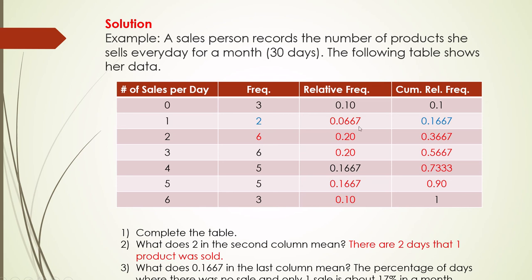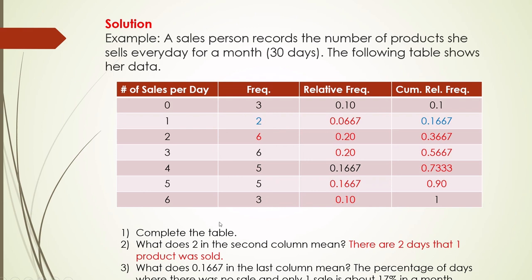In order to calculate relative frequencies, we divide the frequency by the sample size. For instance, for this number, I divided 2 by 30. For this number, for 20%, I divided 6 by 30. And to calculate cumulative relative frequencies, I keep adding the relative frequencies. For instance, to find this number, I added 0.1667 with 0.20, and I got this number.